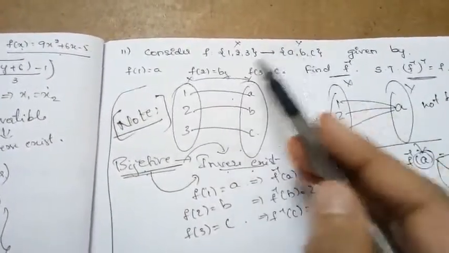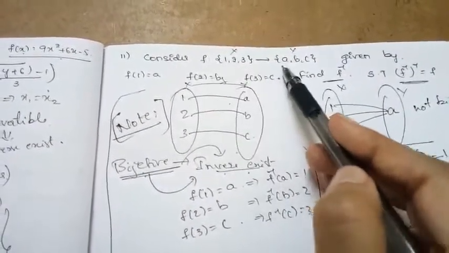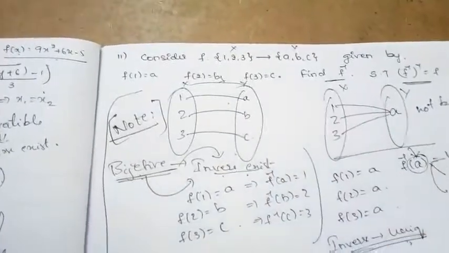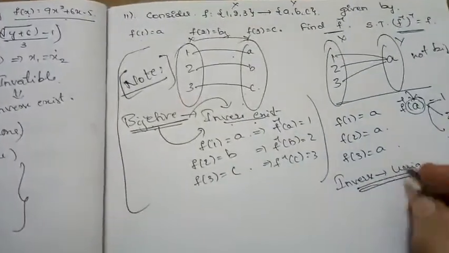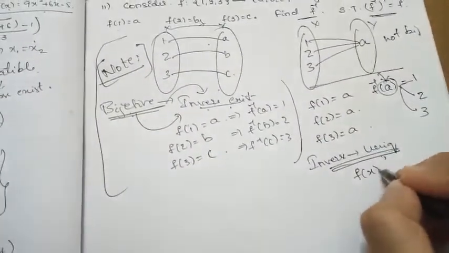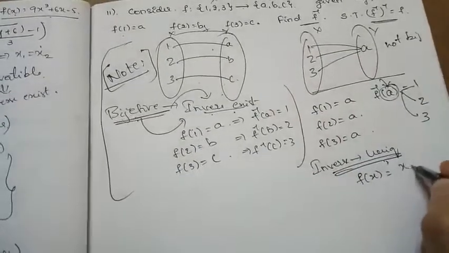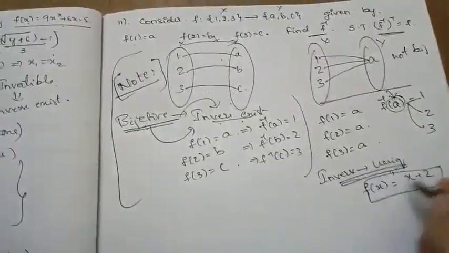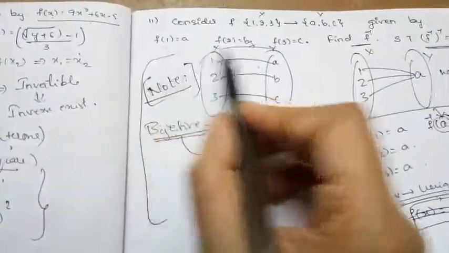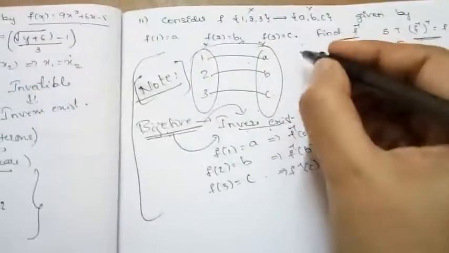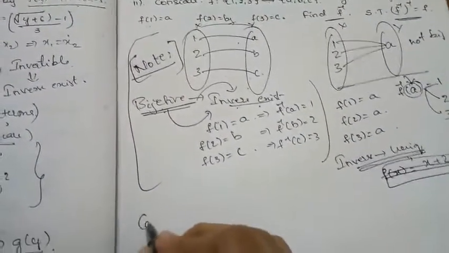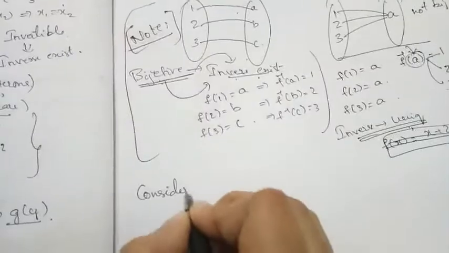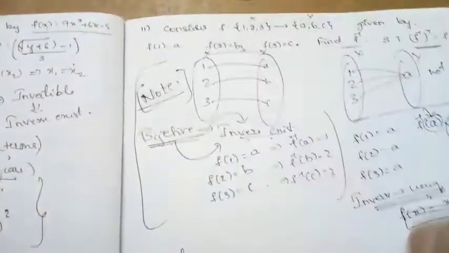They have given a function from the set 1, 2, 3 to a, b, c and the function is defined like this. Here they have not given the function like in the previous one, where the function is given as x plus 2. In this case they have given the function in the mapping way. Suppose the function is given in this way, we are considering the function g.